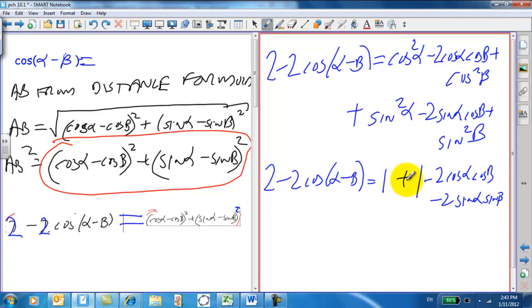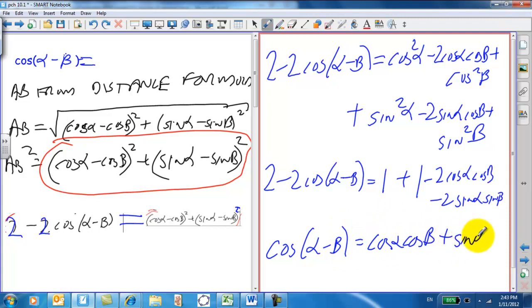So the 1 plus 1 is 2. Those cancel from both sides. And we can divide through by a negative 2. And so you get the cosine of alpha minus beta equals cosine alpha cosine beta plus sine alpha sine beta.